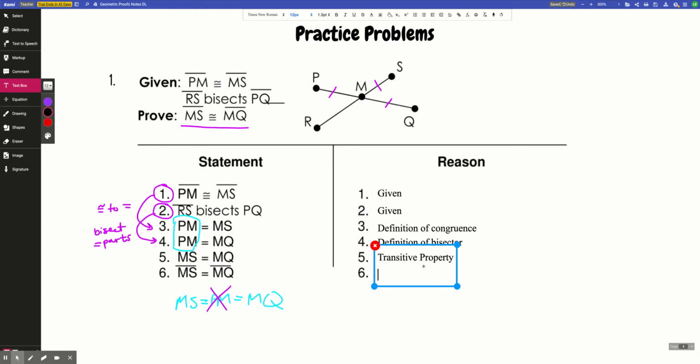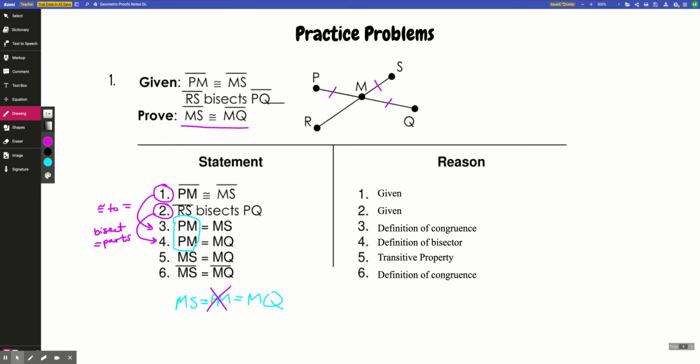Okay, and then the very last one, we went from equal to congruent, so that is also the definition of congruence. Just to reiterate, we took steps 3 and 4 and combined them using the transitive property to get to step 5. And then to get from step 5 to step 6, we went from equal to congruent, and that is the definition of congruence. That's how we arrived at step 6. All right, so that's the first one.